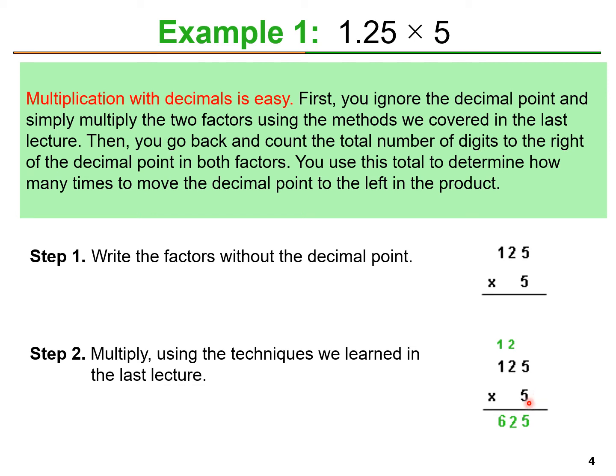Okay, so let's do this again. 5 times 2 is 10. We write down the 0 and carry the 1. Okay, now we add 2 plus 0. 2 plus 0 is 2. Let's go to the last digit. 5 times 1 is 5. 5 plus the 1 that we carried from the previous steps give us 6. So at this point, 5 times 125 is 625.